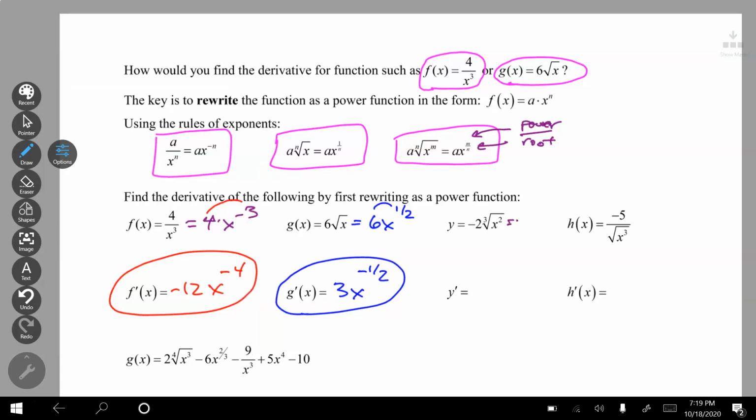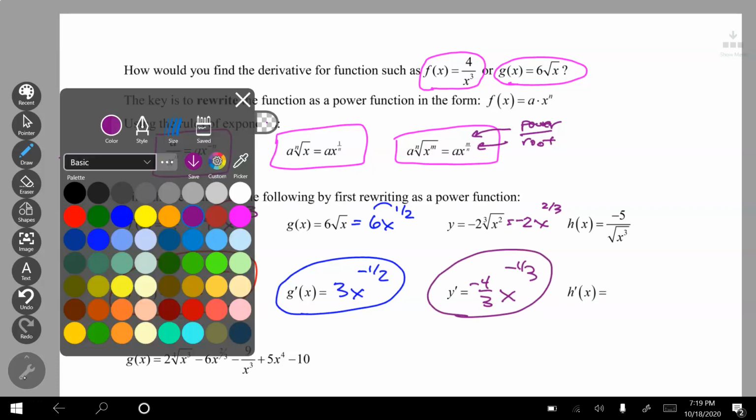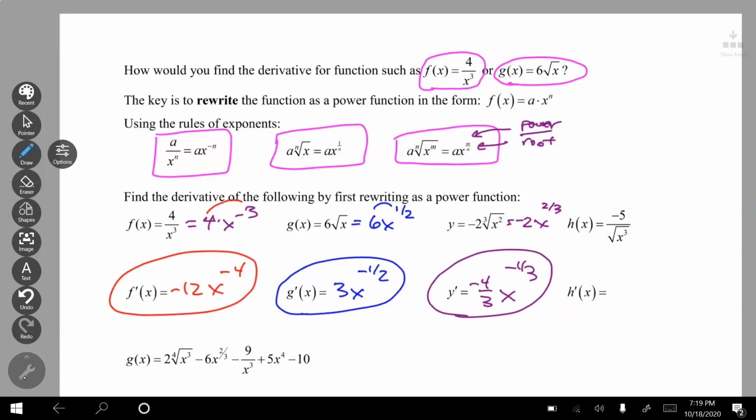Oh, this is really negative 2x to the 2/3 power over root. I get negative 4/3 x, top minus bottom is negative 1/3. And then finally I get, this is negative 5x to the, well, there's really a 2 here, so this is to the negative 3 over 2 power. I multiply this out, I get 15 over 2, x, top minus bottom is negative 5 over 2 is my exponent.